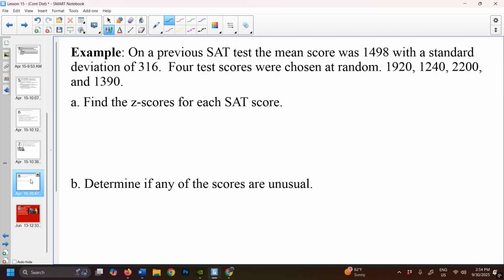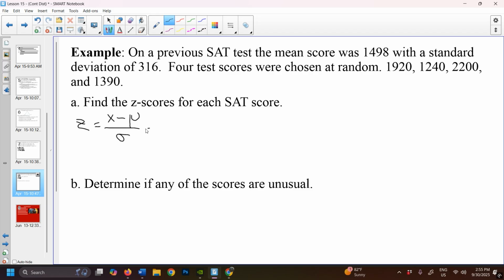All right, next it says in a previous SAT, the mean score was 1498 with a standard deviation of 316. Four test scores were chosen at random, and they give us the four scores. They want us to find the z-score for each SAT score. If you remember, the z-score formula: the value they're looking for, 1920, 1240, 2200, and 1390, those are the x values.